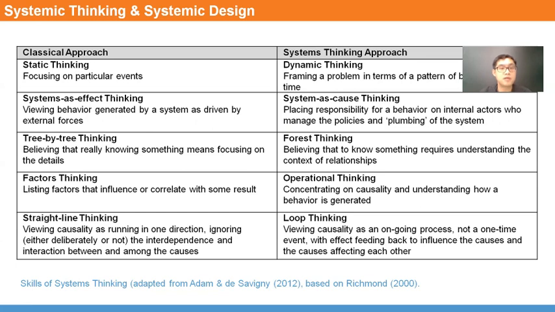Referring to the schools of systems thinking, the classical approach sees things as static, whereas the systems thinking approach sees things as dynamic, consisting of patterns of behavior over time. Rather than the classical approach of seeing things one at a time or one tree at a time, systems thinking encourages us to see the whole forest. In other words, seeing things in the context of relationships. And rather than seeing things in a linear fashion or straight line thinking, where causes are not seen in relationship to other causes, a systems thinking approach is viewing causality as a loop or as an ongoing process where effects feed back to influence causes.